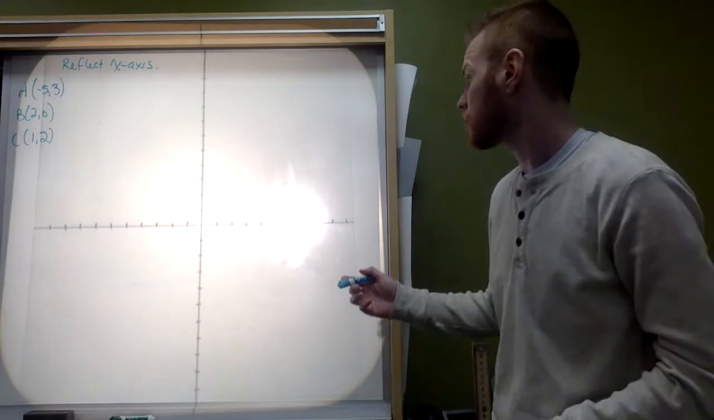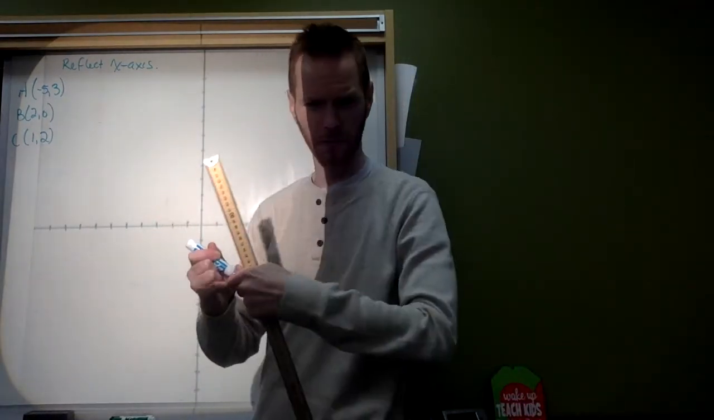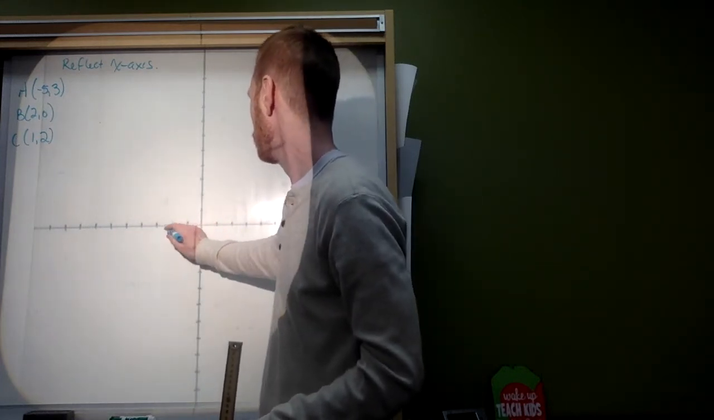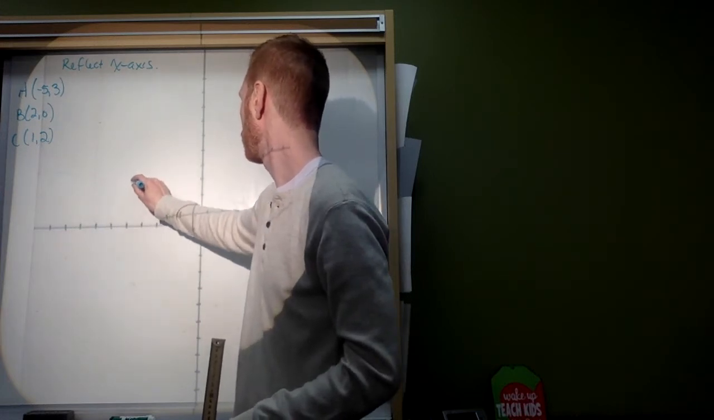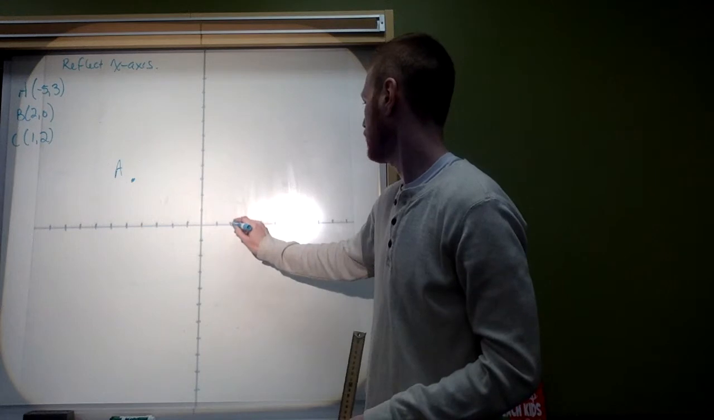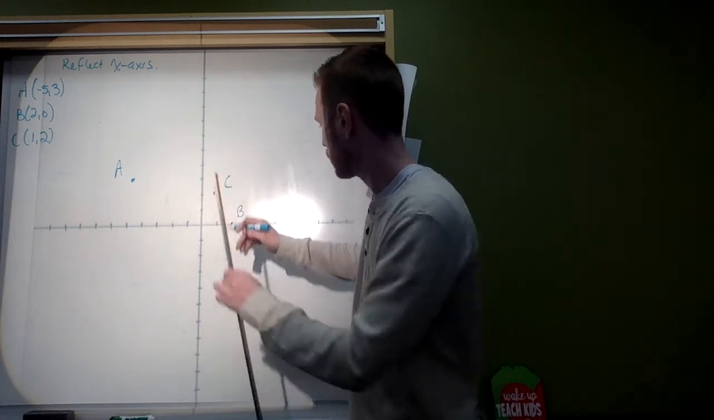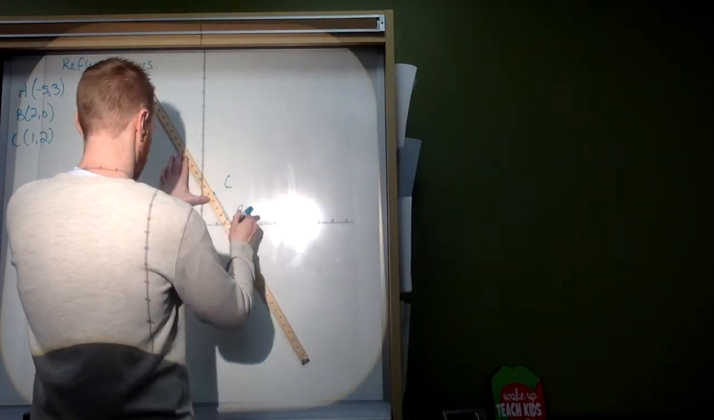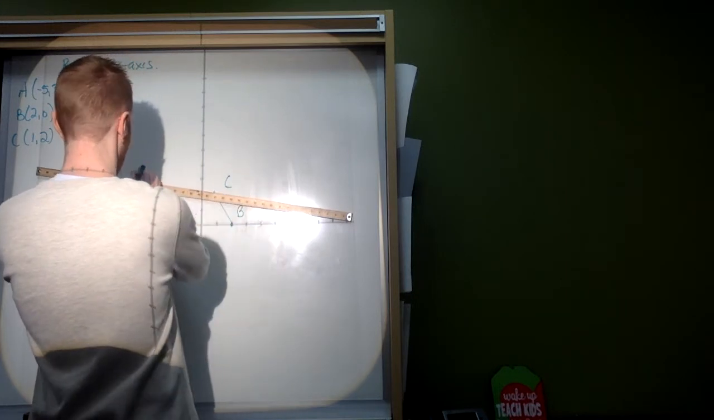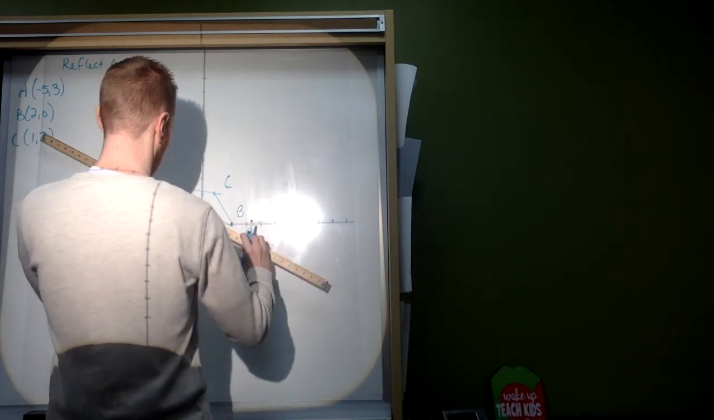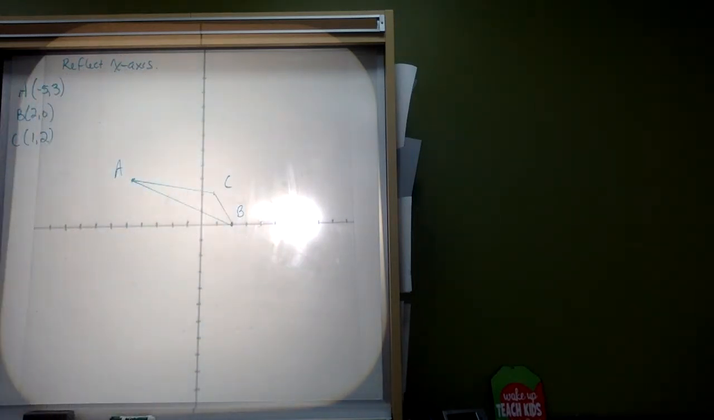Let's go ahead and graph the points first. Okay, so helps if the marker is uncapped. So 1, 2, 3, 4, 5, 1, 2, 3. So here's point A, B is at 2, 0, and then C is at 1, 2, right here. And I should be accurate with this. Let me draw some nice straight lines. There we go. Just like that. Okay, so there's my pre-image. I'm going to reflect this across the x-axis.